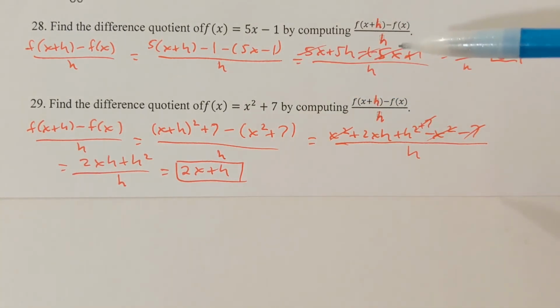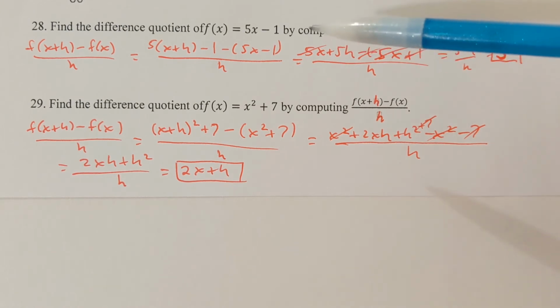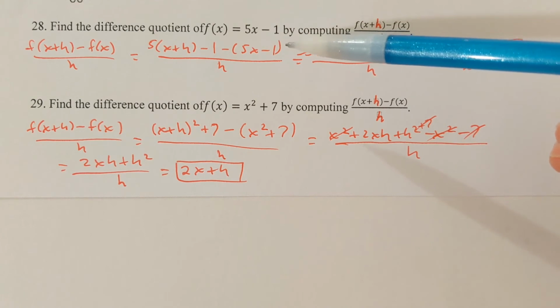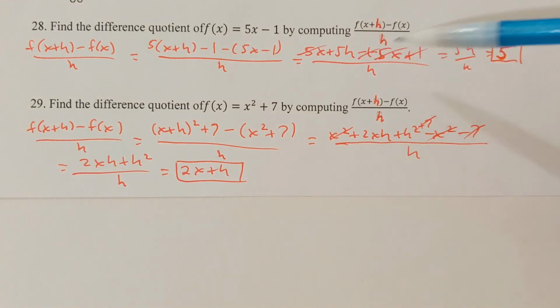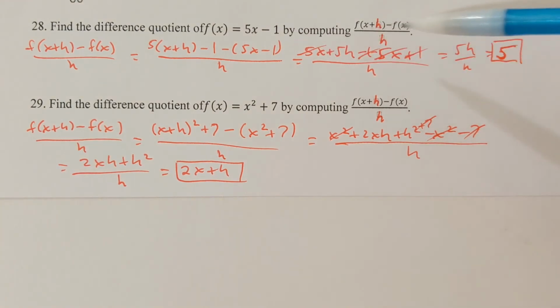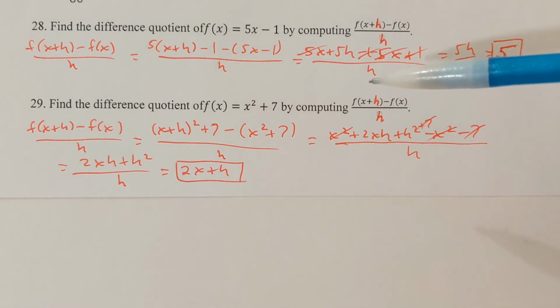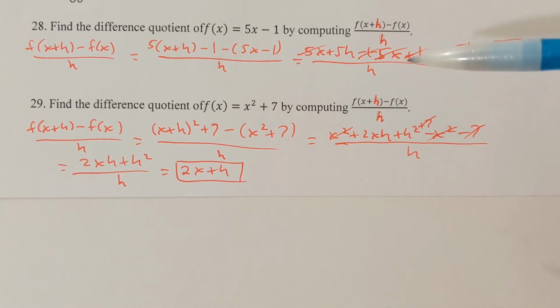When I cancel some things, 5x plus 5h minus 1 minus 5x plus 1. Okay, negative 1 plus 1, those are gone. 5x minus 5x, those are gone. And I'm left with 5h over h, which is 5, is the answer. The difference quotient of f is the same thing as drawing a tangent line.